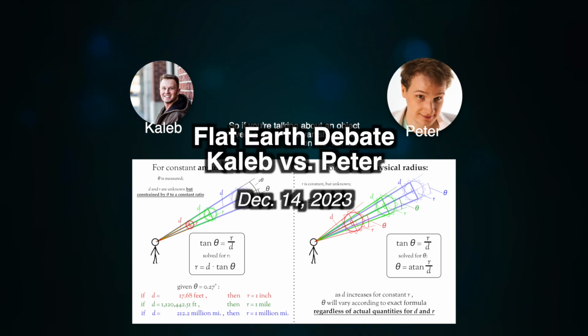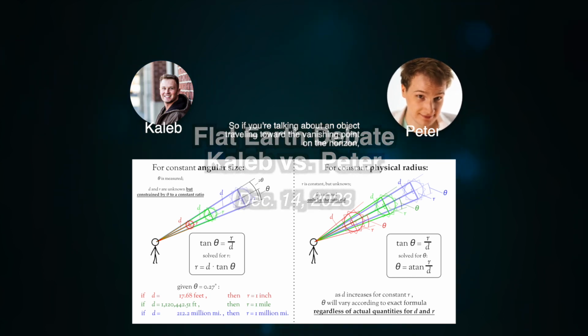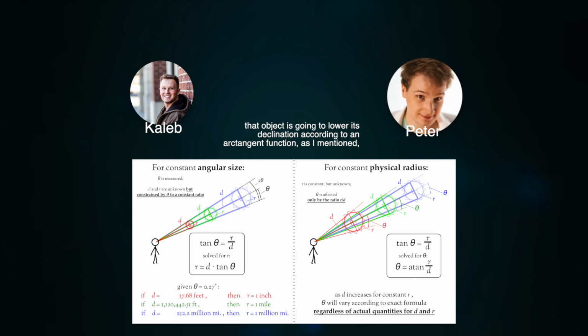So if you're talking about an object traveling toward the vanishing point on the horizon, that object is going to lower its declination according to an arctangent function, as I mentioned, and it's going to get smaller according to an arctangent function. It's going to have whatever starting angular size and angular position it had to begin with. Those are going to change according to a predictable function. You don't have to know the physical distance. You don't have to know the physical size. But if it's traveling directly away from you, it should follow that function.